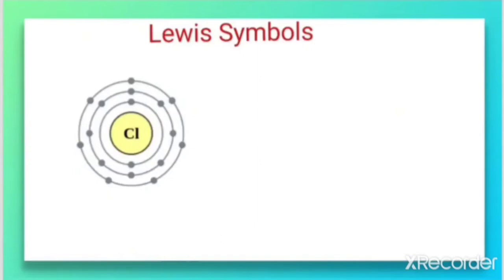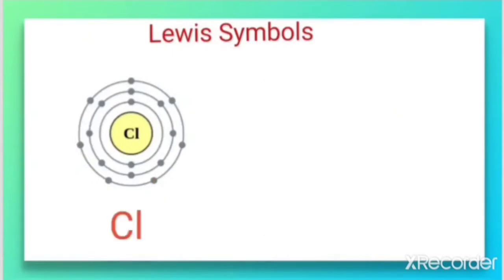Chlorine atom has 7 valence electrons. Therefore, how do we write the Lewis symbol for it? Because there are 7 valence electrons in the outermost shell. When you count it, there are 7 valence electrons. So how do we write the Lewis symbol?